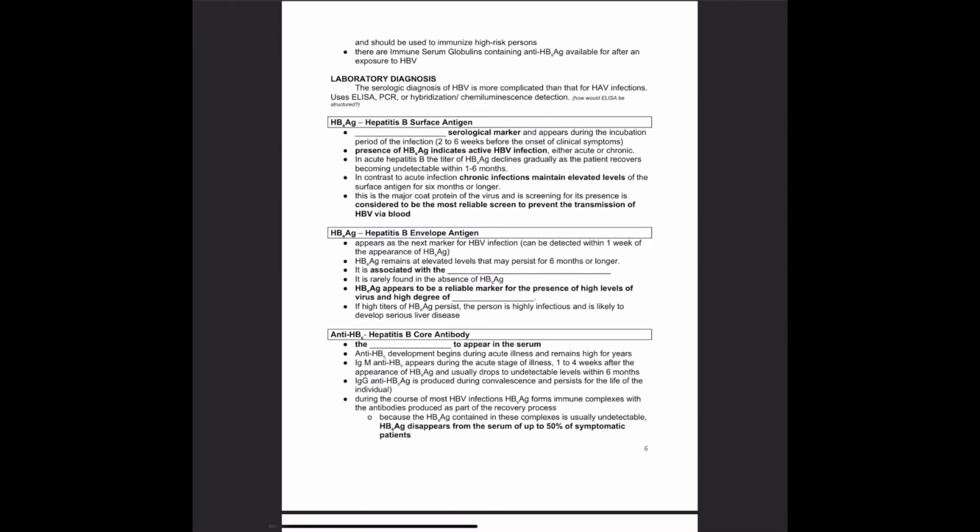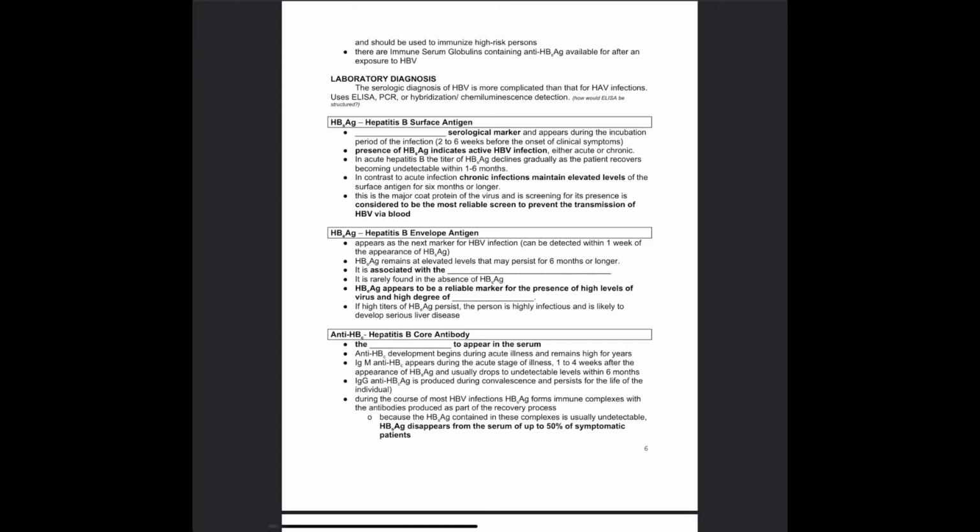Next, we'll move on to laboratory diagnosis. Hepatitis B surface antigen is the first detectable serological marker and appears during the incubation period of the infection. Presence of the hepatitis B surface antigen indicates active infection, either acute or chronic. In acute hepatitis B, the titer of the surface antigen declines gradually as the patient recovers, becoming undetectable within 1 to 6 months. In contrast, a chronic infection maintains elevated levels of the surface antigen for 6 months or longer.